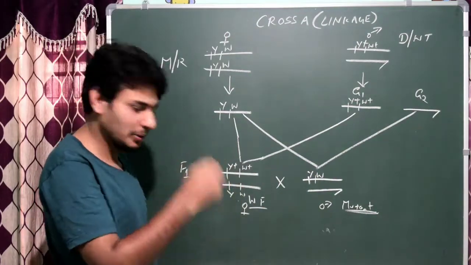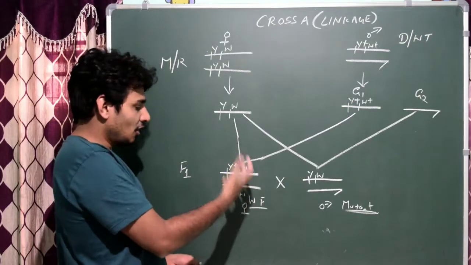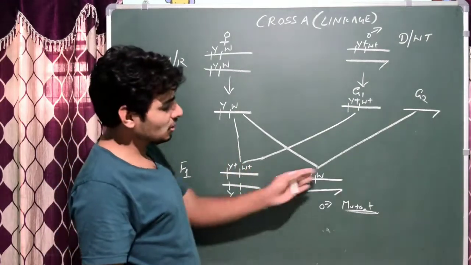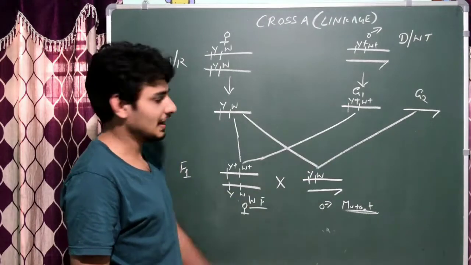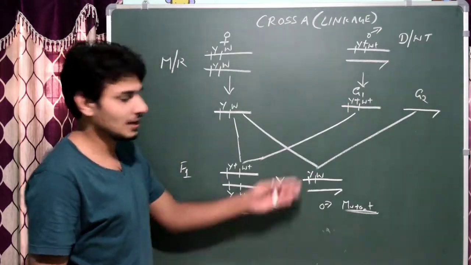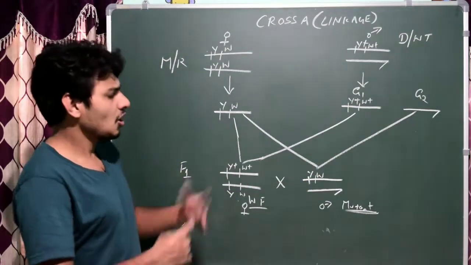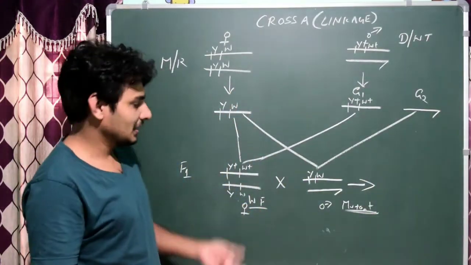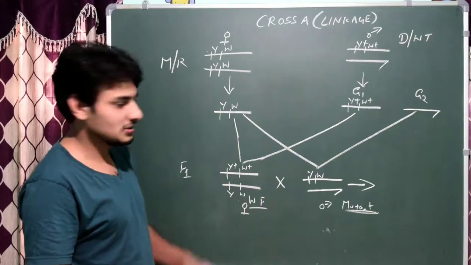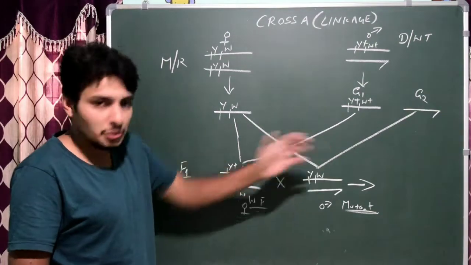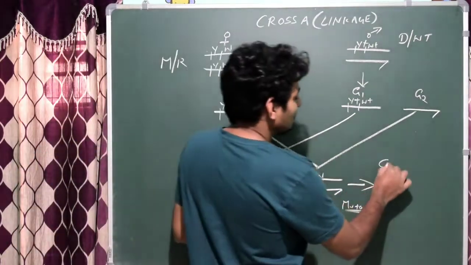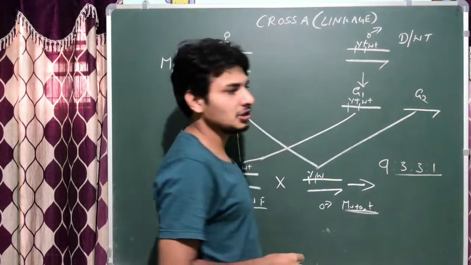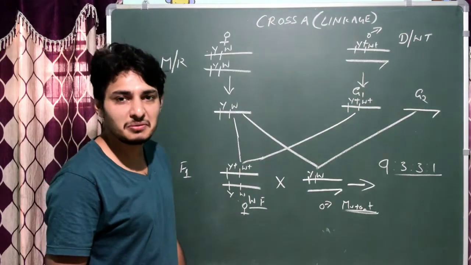And then he picked the F1, that is the offspring which is having the wild type character, and crossed it with the mutant male. So like that, it's like half brother, half sister. If you know the logic behind the cross, you can also do it. If you do this, you will end up with the ratio 9:3:3:1. That is the phenotypic ratio we got in the dihybrid cross experiment.